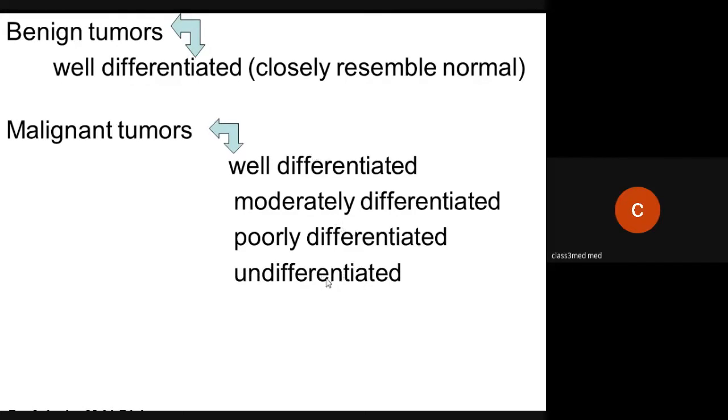Undifferentiated means there is no similarity. There is complete loss of resemblance to any normal tissue. So it could be on one extreme, well differentiated. On the other extreme, it could be undifferentiated. And in between, you can put moderately differentiated and poorly differentiated.